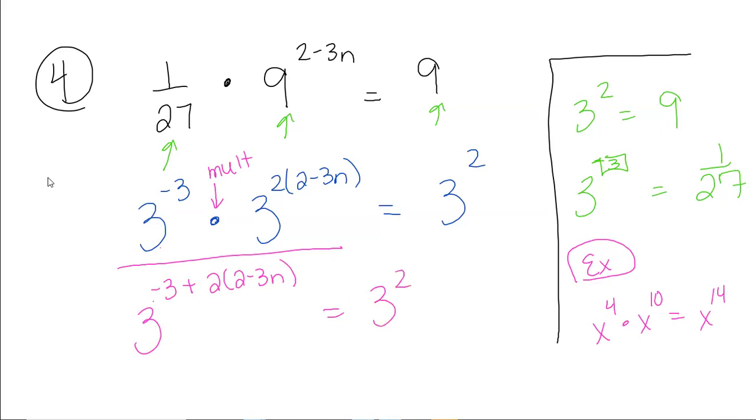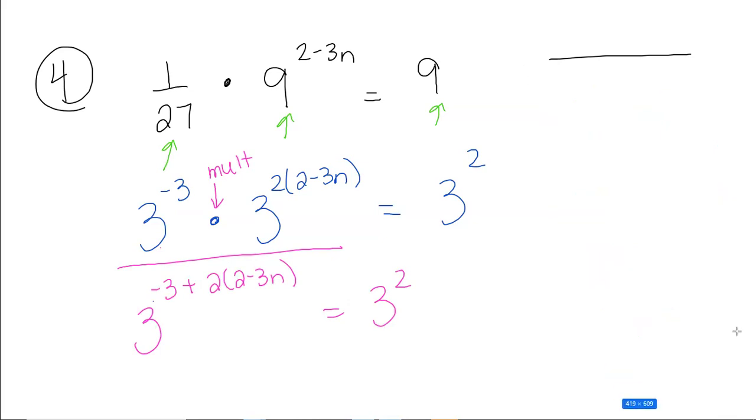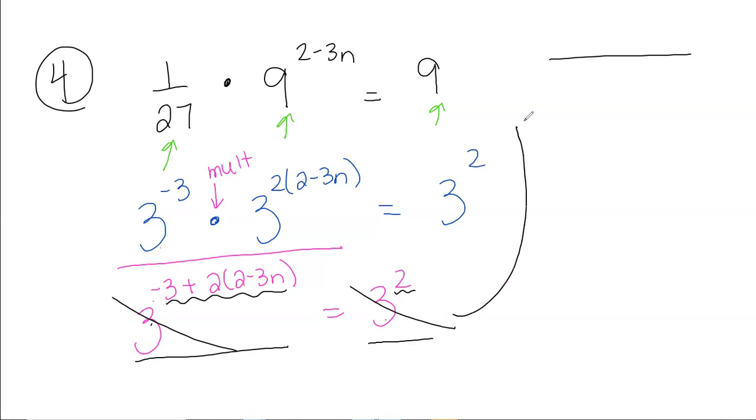Now we can get rid of the 3's. Now that we've condensed it into one singular exponent here and one singular here, 3 to this equals 3 to this. Bye-bye. And I'm going to come up here for room. We have -3 plus 2 times (2 minus 3n) equals 2.